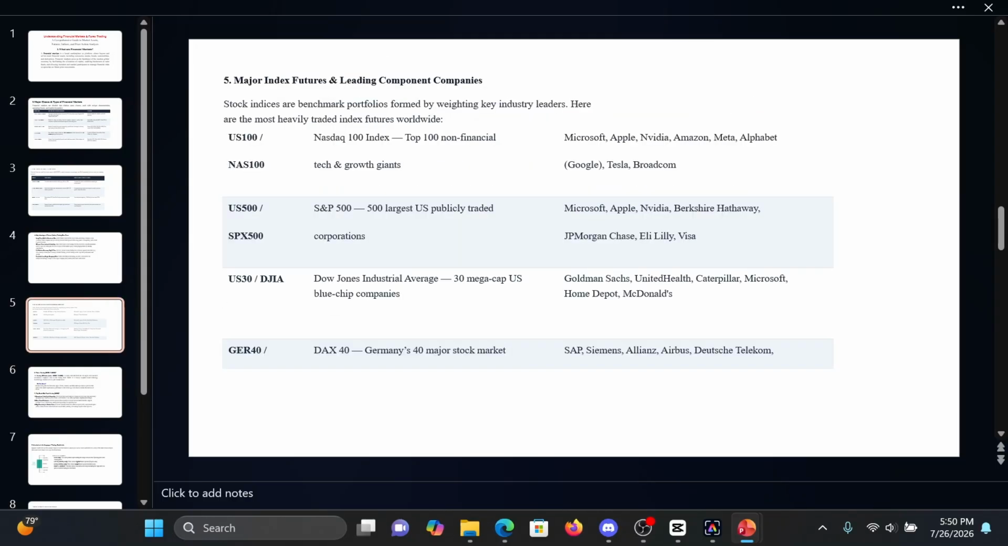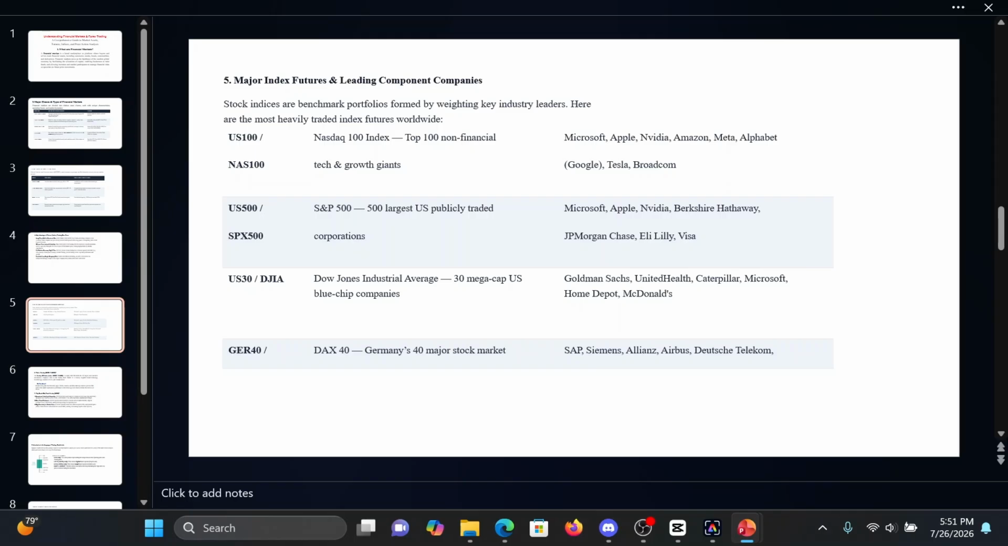Okay, so let's look at the major index futures and leading companies. Stock indices are benchmark portfolios formed by weighting key industry leaders. Here are the most heavily traded index futures worldwide. So we have the NASDAQ, or the US 100, which are the top 100 non-financial companies, like Microsoft, Apple, Nvidia, Meta, Alphabet, okay?